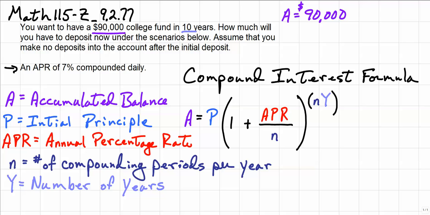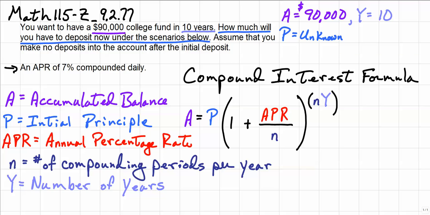Then we want to have that in 10 years. Well, that's going to be the number of years, so that will be big Y, and that will be equal to 10. How much will you have to deposit now under the scenarios below? Well, that right there is asking the question. So that's going to be my P, and that is unknown. That's my initial principal, and I don't know what it's going to be.